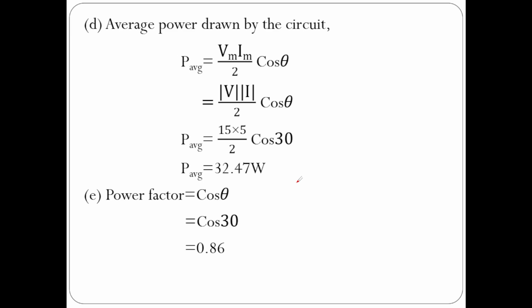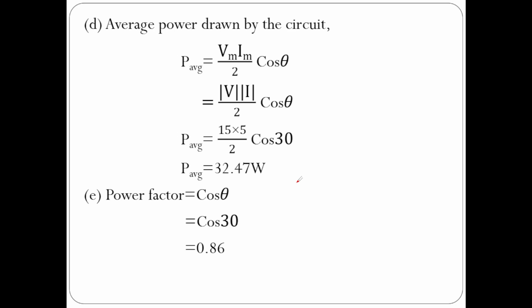They have asked us to determine the power drawn by the circuit. Average power is Vm Im by 2 cos theta, where Vm is the magnitude of voltage and Im is the magnitude of current. You can write it like this. What is the Vm value? 15, and the magnitude of current is 5. So 15 into 5 by 2 cos 30. Solve it, and you will get the average power as 32.47 watts.